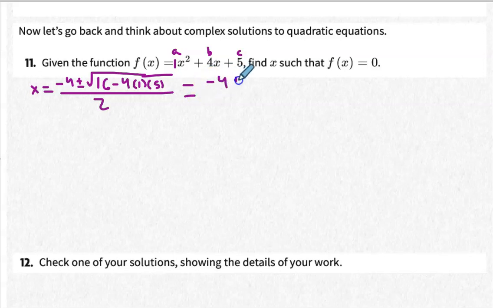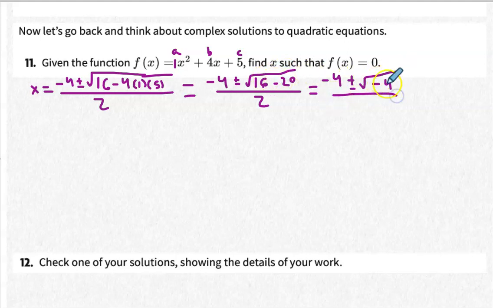So negative 4 plus or minus the square root of, we've got 16. So let's go ahead and do that multiplying. So negative 4 times 1 times 5 is going to be a negative 20, over 2. Okay, next up we do the subtracting under the square root. So 16 minus 20 gives us a negative 4. So we can see where this is imaginary, right? I have a negative under the square root. Remember, i is equal to the square root of negative 1. Okay, so what I want to think about here, the square root of negative 4.